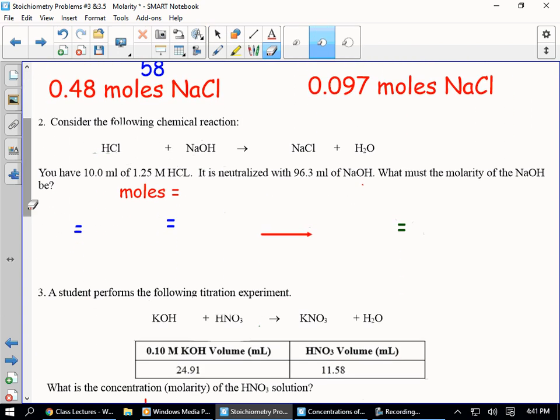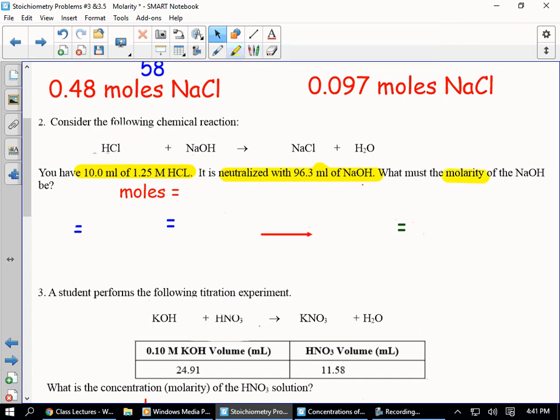Number 2, remember when you come up to any equation, you want to make sure it's balanced, and then take a look and try to answer the question. All right, so it is balanced, and we're looking at two solutions here. I have 10 milliliters of a hydrochloric acid solution, and I'm neutralizing it with some sodium hydroxide solution, and I'd like to know the molarity.